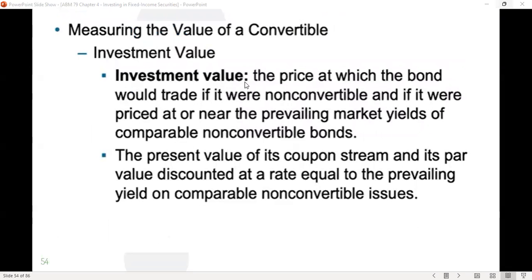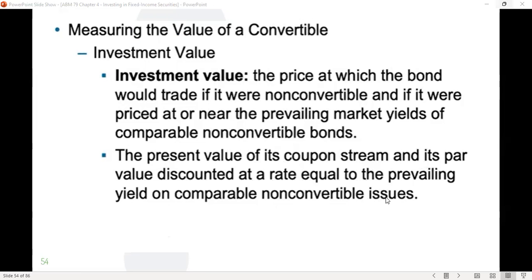The next would be investment value, the price at which the bond would trade if it were non-convertible and if it were priced at or near the prevailing market yield of a comparable non-convertible bond. The investment value is the value if it is not convertible. So it is the present value of its coupon stream and its par value discounted at a rate equal to the prevailing yield on comparable non-convertible securities.